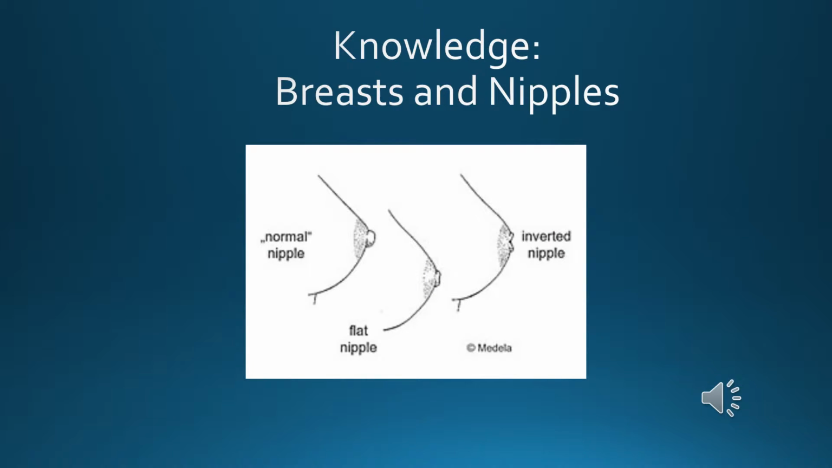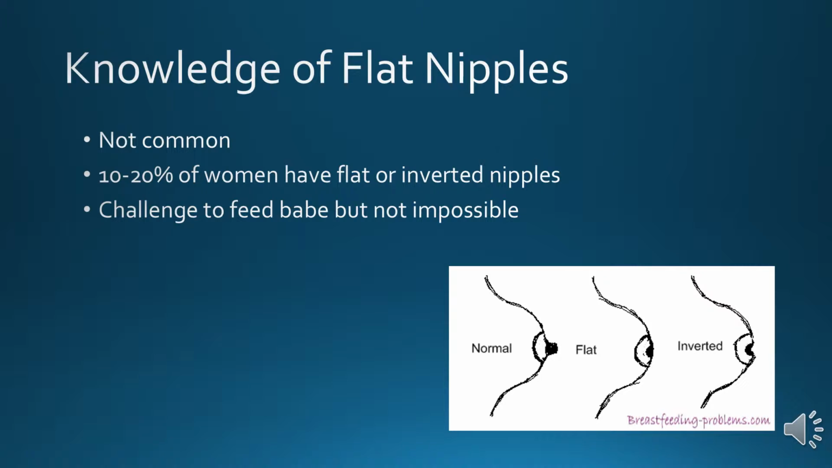Breasts come in all shapes and sizes. There are 3 basic kinds of nipples, which is shown in the picture. The one that I will be focusing on is flat, which is when the nipple is flushed with the skin of the areola. Flat nipples are not that common. It is estimated that between 10 to 20% of women have flat nipples.